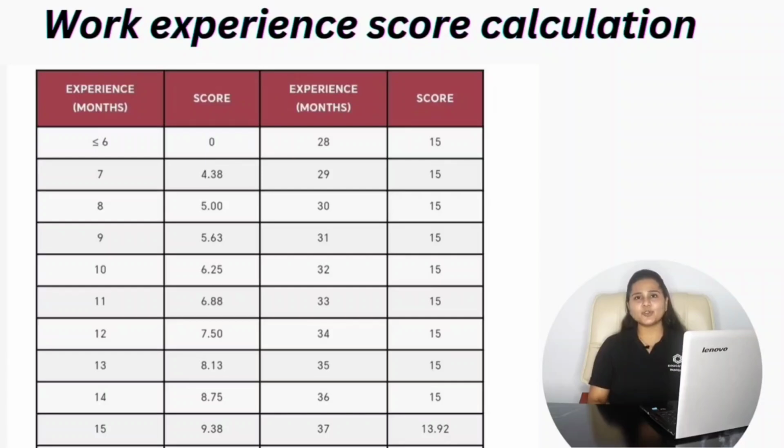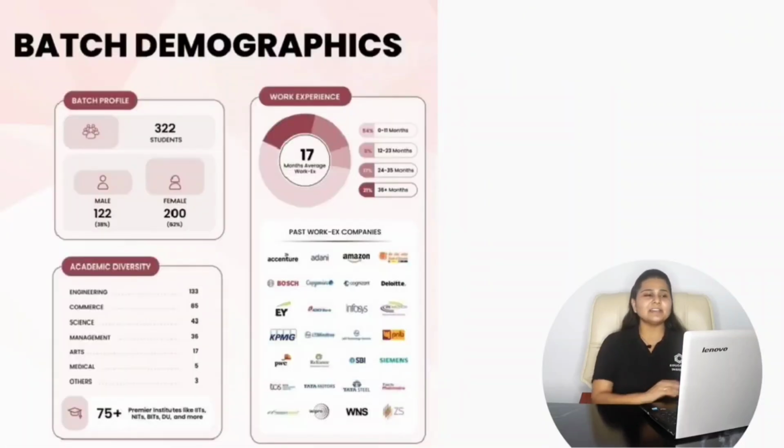Now if we consider the overall batch profile for the IIM Raipur, overall 322 students were there, 200 of them female candidates and 122 male candidates. In terms of academic diversity, 133 candidates are from an engineering background, 85 from commerce, 43 from science, 36 from management, 17 from the arts, 5 from medical, and 3 candidates have an academic background other than all of this.